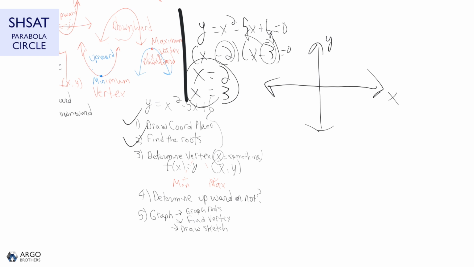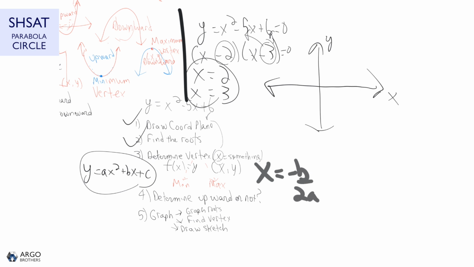Next, determine the vertex. And this is where we use the vertex formula for this general form of a quadratic, which again is y equals ax squared plus bx plus c, which you should memorize. To find the vertex, you would use this formula: x equals minus b over 2a. So wherever that point is, the x-coordinate of that point would be minus b over 2a. So now we need to find what minus b over 2a is.